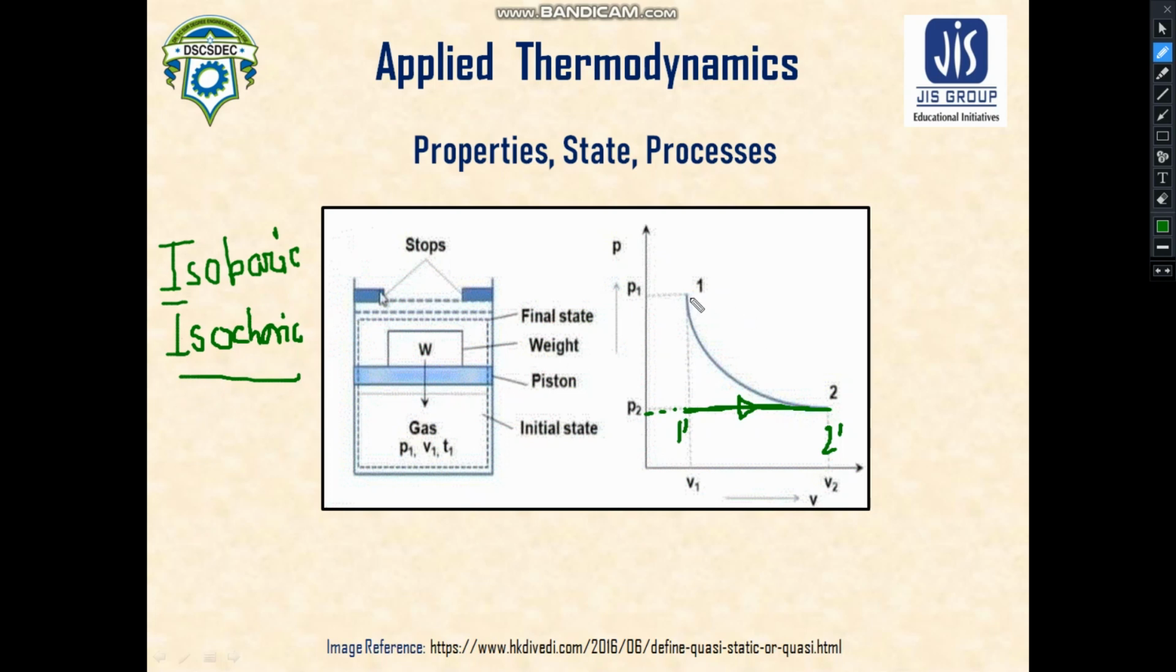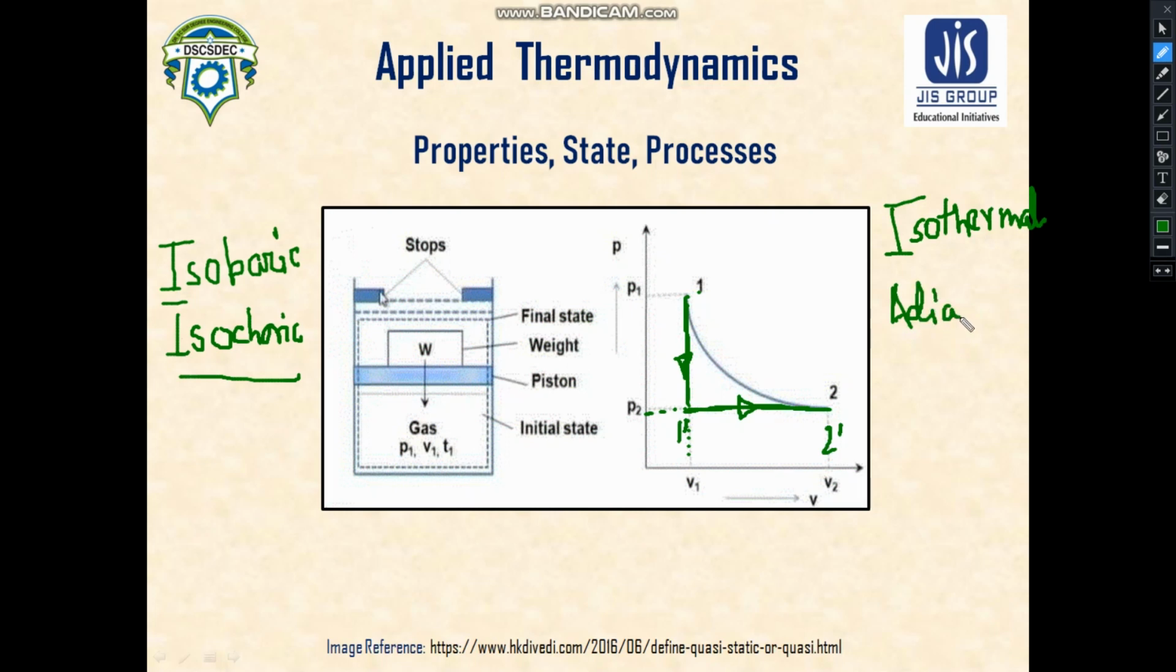If we consider a process here in this direction, like 1 to 1 dash, then it suggests the volume has remained constant throughout this process. This indicates an isochoric process. Now if temperature remains constant, then it will be termed isothermal. Whenever there is no heat transfer allowed in a certain thermodynamic process, it is called adiabatic.